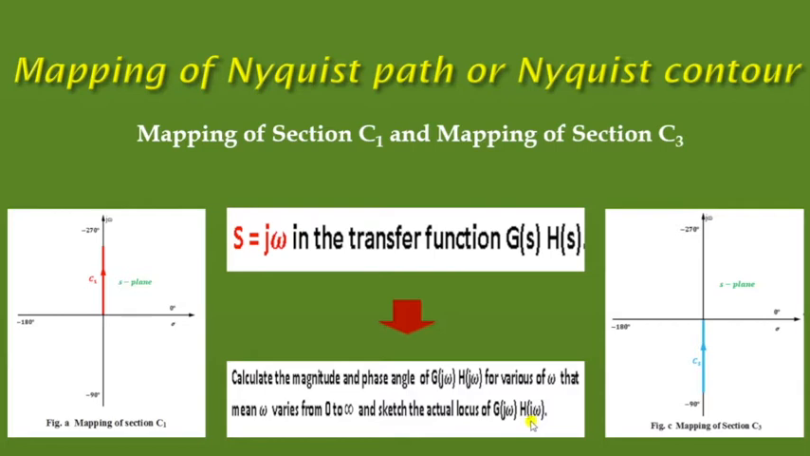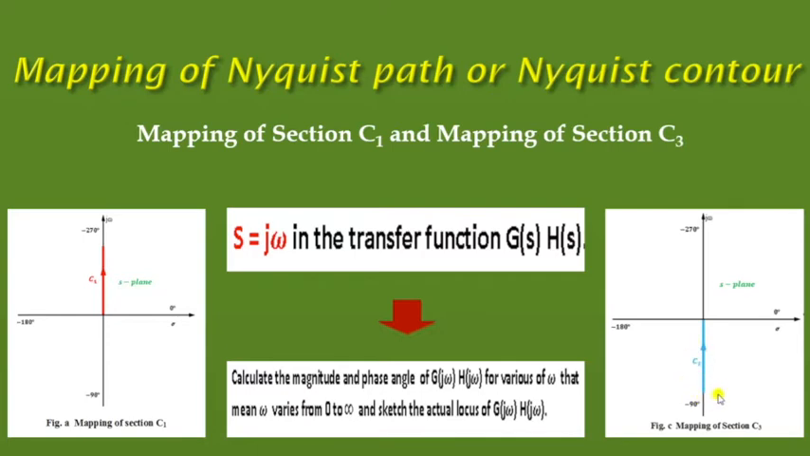And the third method is to separate the real and imaginary parts of G(j omega)H(j omega) and equate the imaginary part to 0 to find the omega at which the locus crosses the real axis. Similarly, equate the real part to 0 to find the omega at which the locus crosses the imaginary axis.